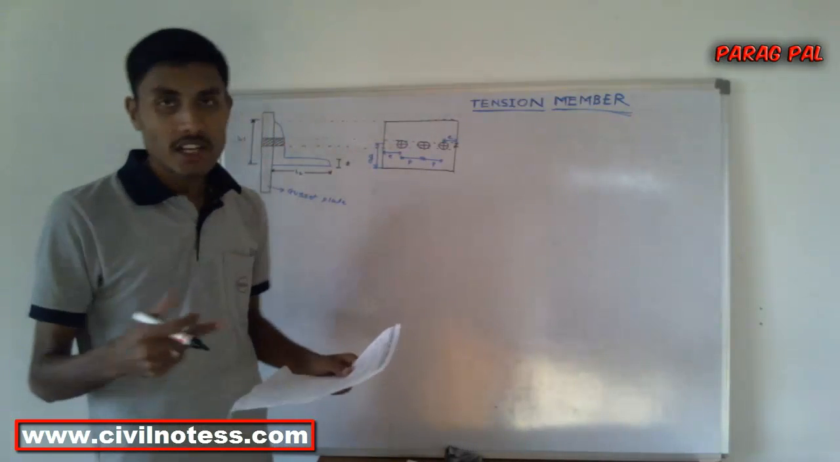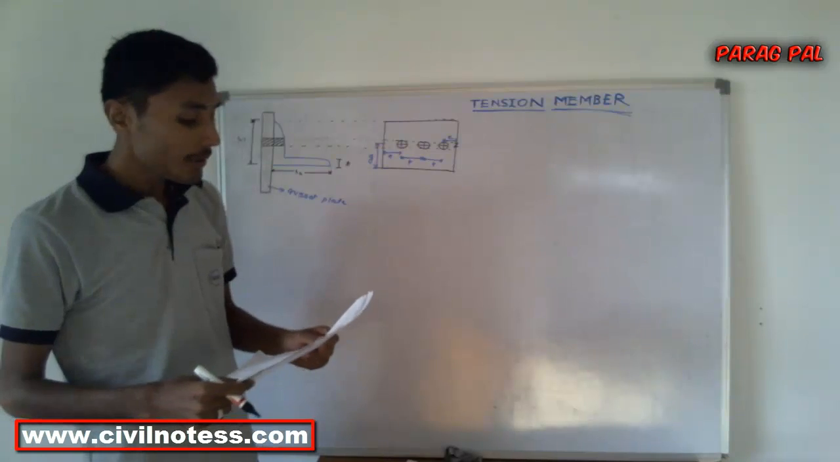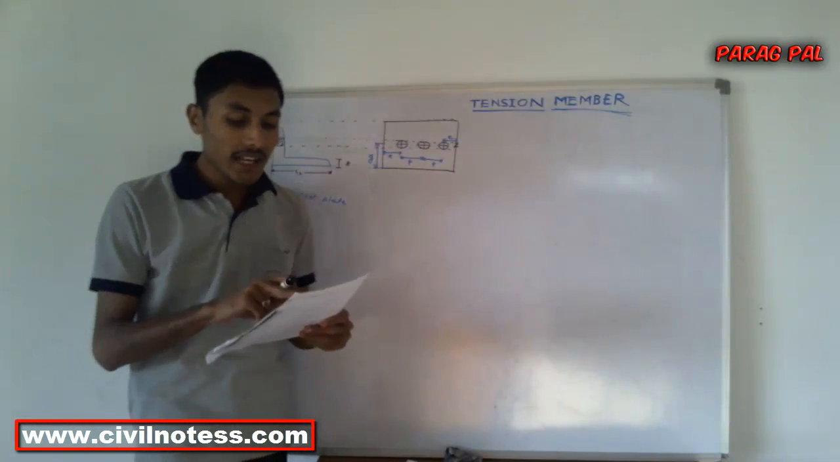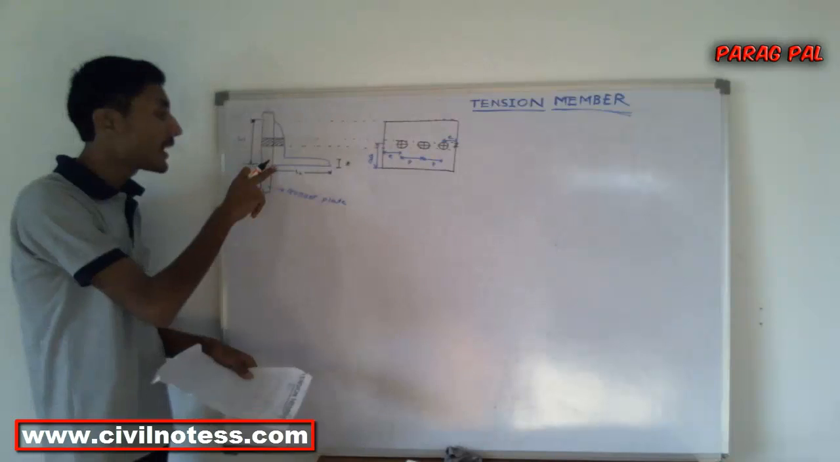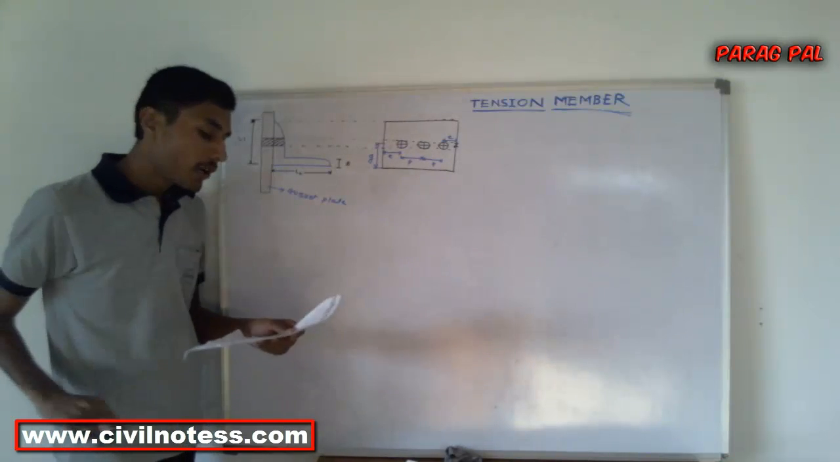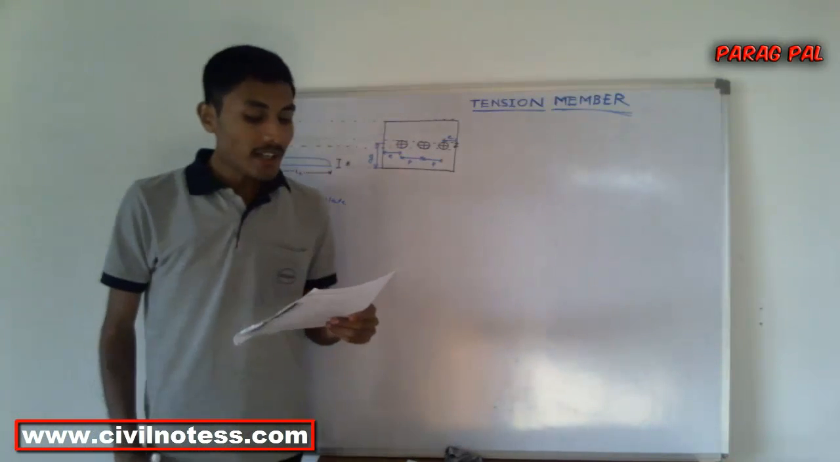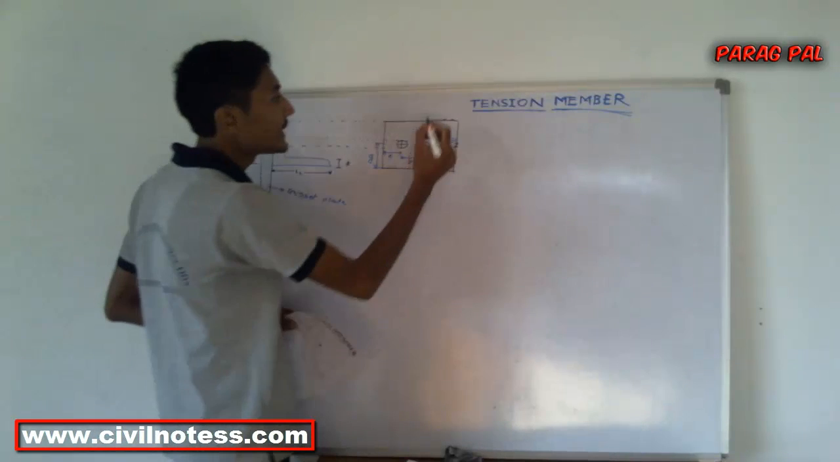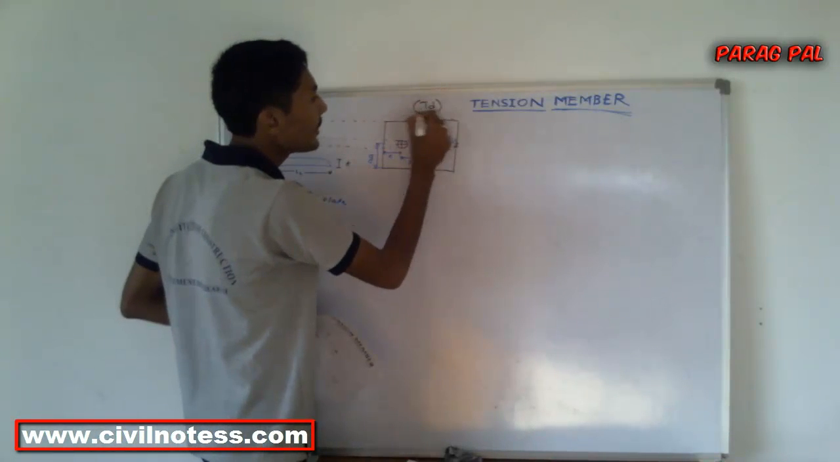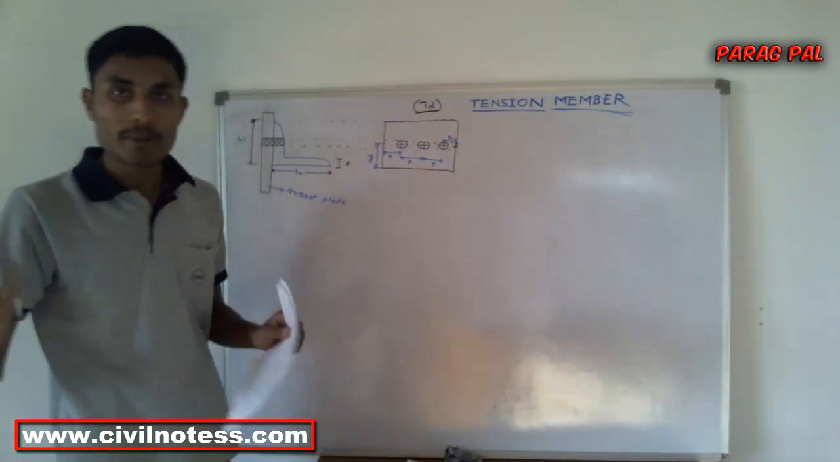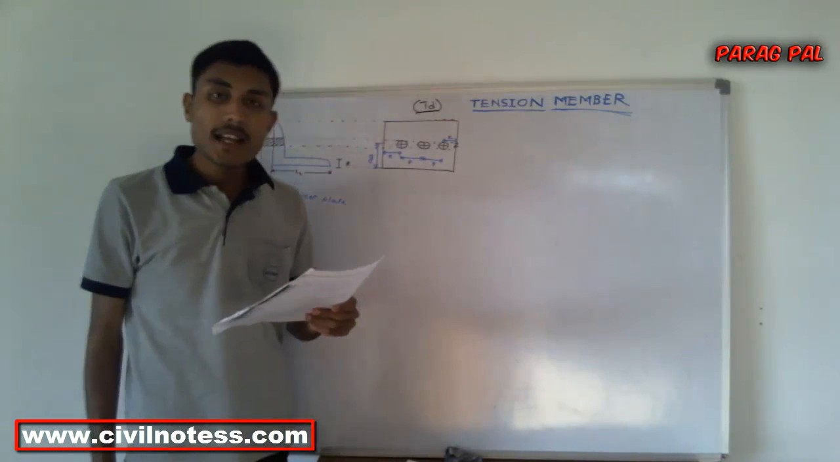Let's start with topic number 1. In topic number 1, I have a numerical where a single angle is connected to a gusset plate. Here we have the numerical: find the tension carrying capacity. We have to determine Td, the tension carrying capacity, of a single angle ISA.